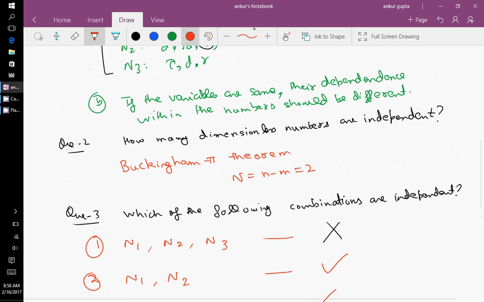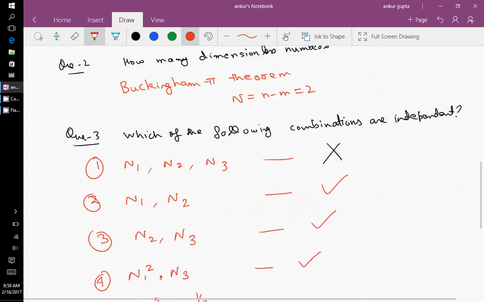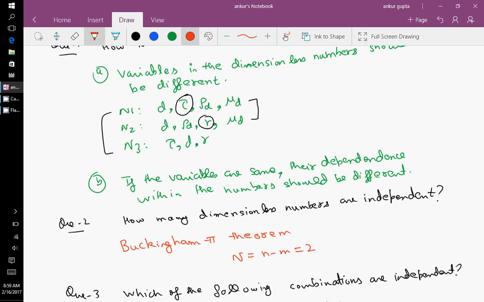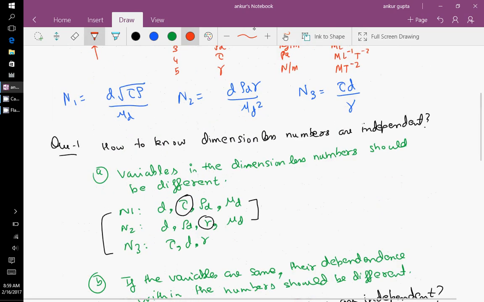So now we can go into case B. What is the dependence within each other? The dependence within each other has to be the same, that is, the dependence of d and rho d. So let's go to n2. The dependence of d and rho d within n2 square and n2 raised to the power of 1 by 3 will be the same because they are actually just a different form of the same number.